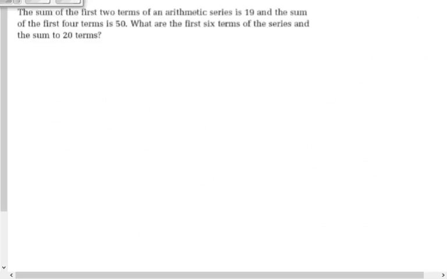So for the next question, this time we're given the sum of the first 2 terms of an arithmetic series, and then the first 4 terms. Okay? Then we want to determine what the first 6 terms are, and then what the sum is of 20 terms. So there's quite a bit of work that we have to do here. Okay? So first thing is to decide what we're given. And so we're given 2 sets of information for this particular problem. So we're going to have to substitute that information in twice. Okay? We're going to be working with that second formula again.